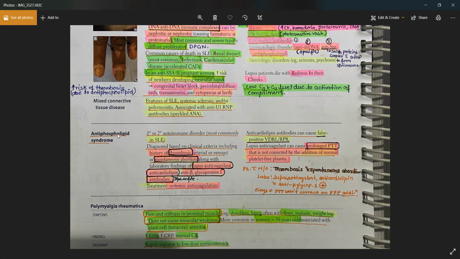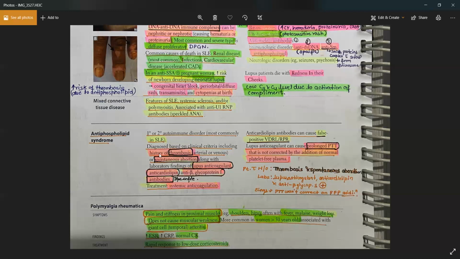Then comes the antiphospholipid antibody syndrome. This antiphospholipid antibody can exist independently also, and it can also exist with the SLE, as you can see here. One of the antibodies you can get in the SLE is the antiphospholipid antibody, right? And because of that, the patient can have thrombosis in multiple areas of the body. The patient will have a history of deep vein thrombosis episodes. That means the patient is having a hypercoagulable state.